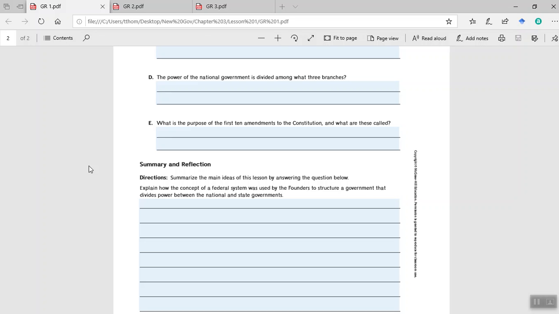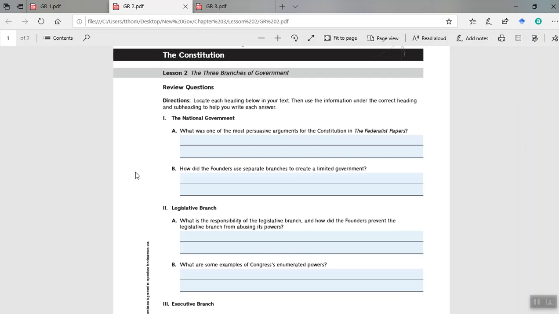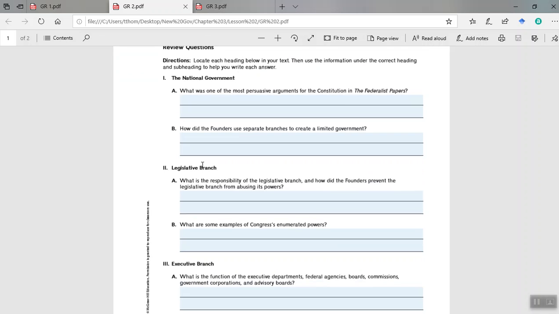Now let's go to guided reading lesson 2, the 3 branches of government. Let's see. The national government was one of the most persuasive arguments for the Constitution in the Federalist Papers. Probably the most persuasive argument was talking about how it balances the power between the states and national government, and how it also created the 3 branches of government to divide the powers so that one person or a small group cannot have absolute power.